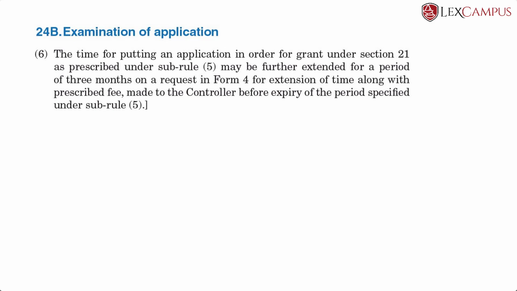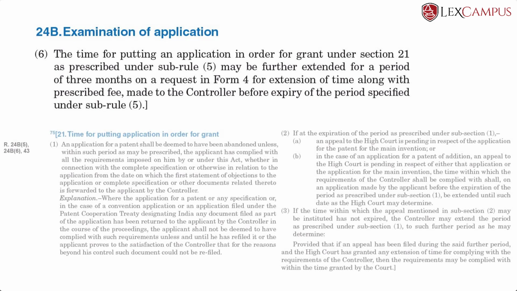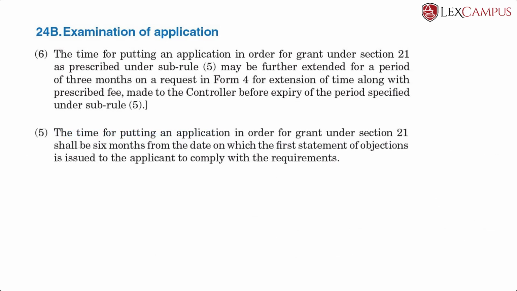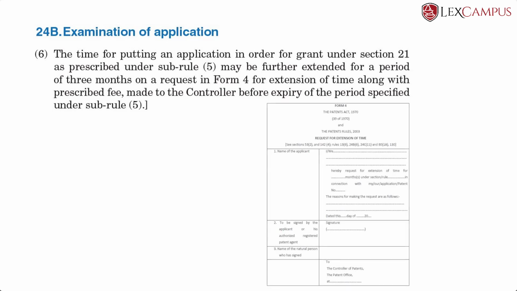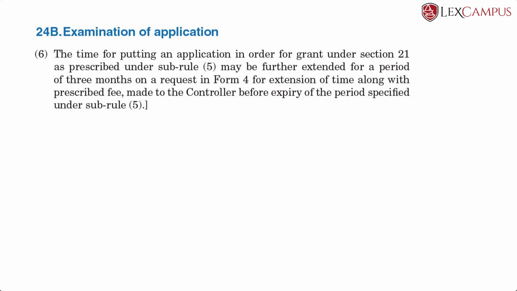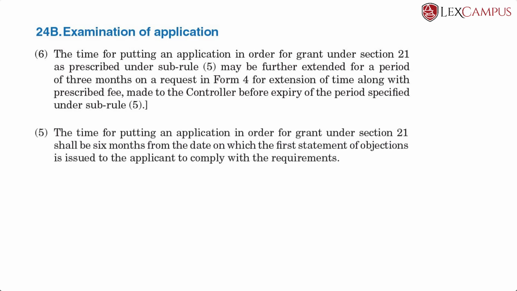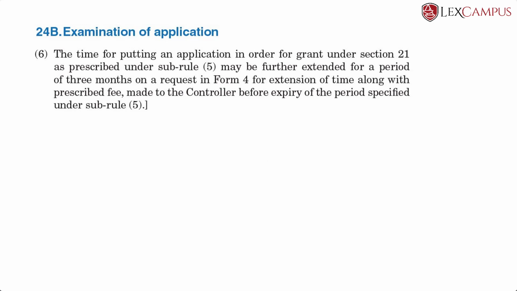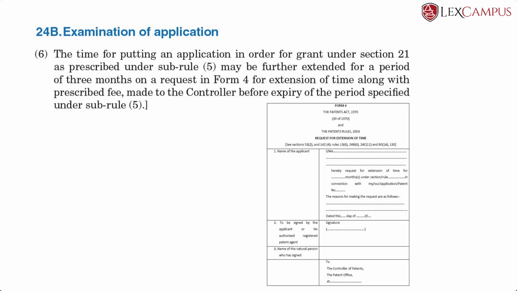Sub-rule 6 of rule 24B tells us that the time for putting the application in order for grant under section 21, as prescribed in sub-rule 5, may be further extended by a period of 3 months on a request in Form 4. Form 4 is a general form used for any extension of time, along with the prescribed fee, made to the controller before the expiry of the period under sub-rule 5. Now, you could extend the time for filing a reply, which is normally 6 months, before the expiry of the 6 months, provided you make a request for extension of time under Form 4. You can seek an additional 3 months.